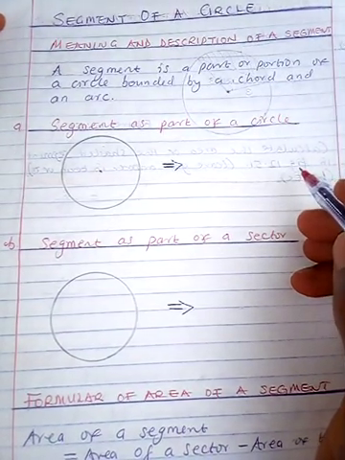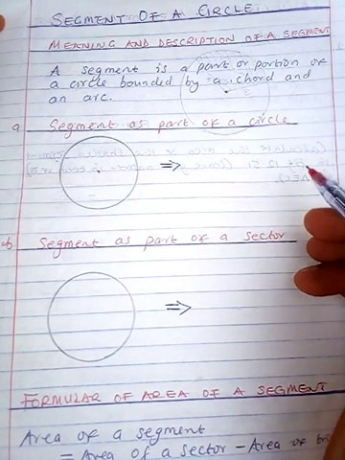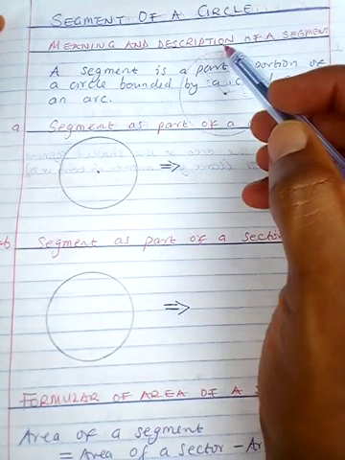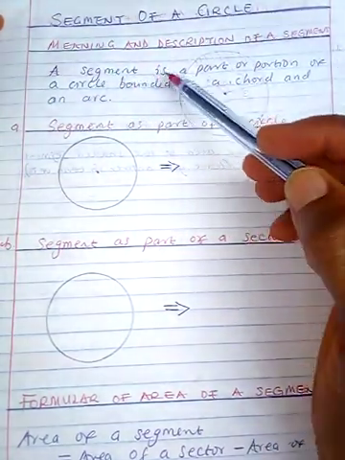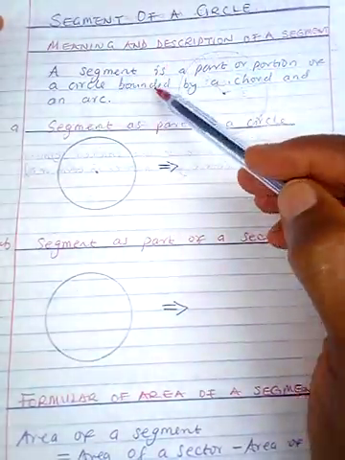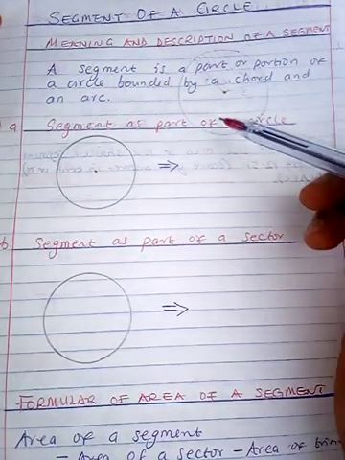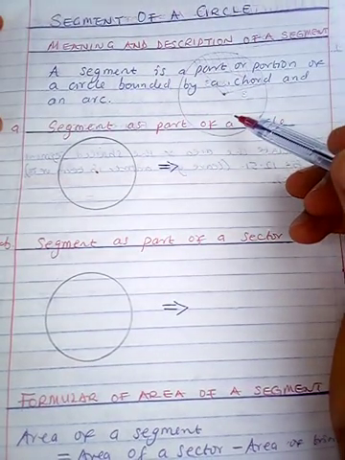This is segment of a circle. In this video, we are dealing with segment of a circle, and I will start by the meaning and description of a segment. A segment is a part or portion of a circle bounded by a chord and an arc. So a segment is bounded by two parts, a chord and an arc.